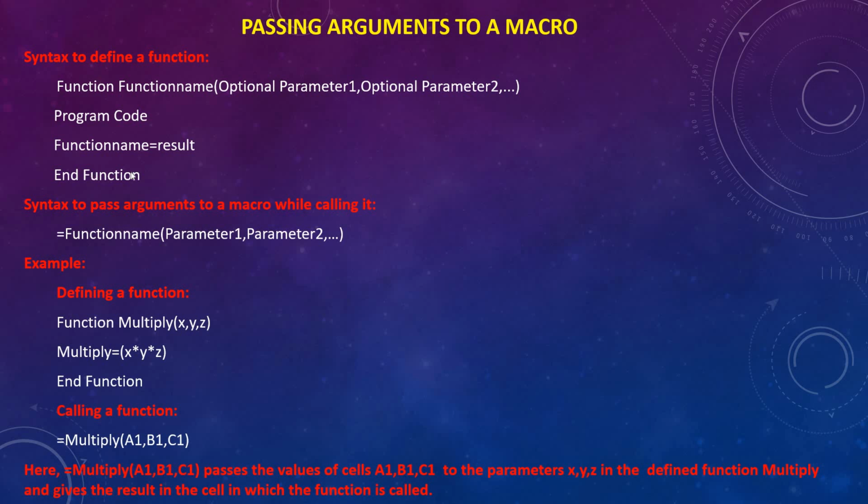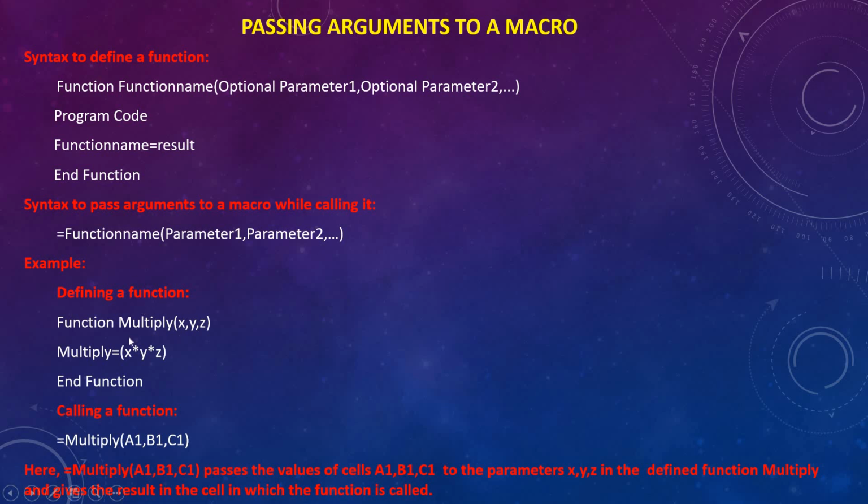Then after defining it, we need to call it. We have to call it in a spreadsheet in a particular cell where we want to use it, with the function name, and the parameters must match. If there are two parameters, there have to be two parameters. If three, then it has to be three in calling. So this is the example given.